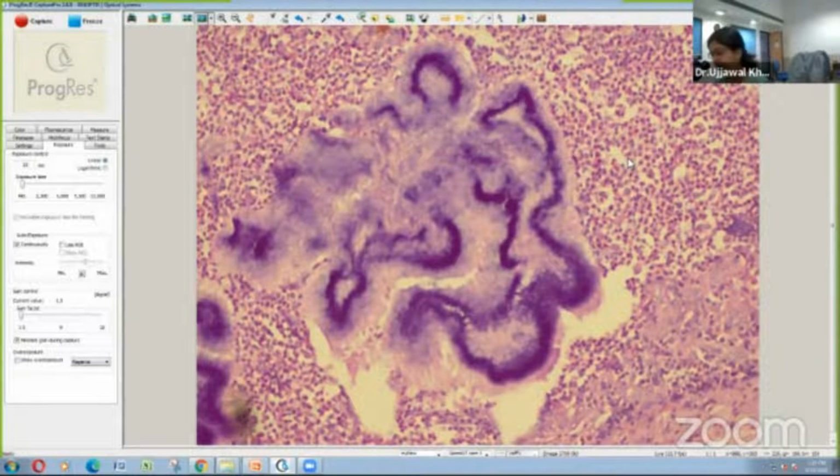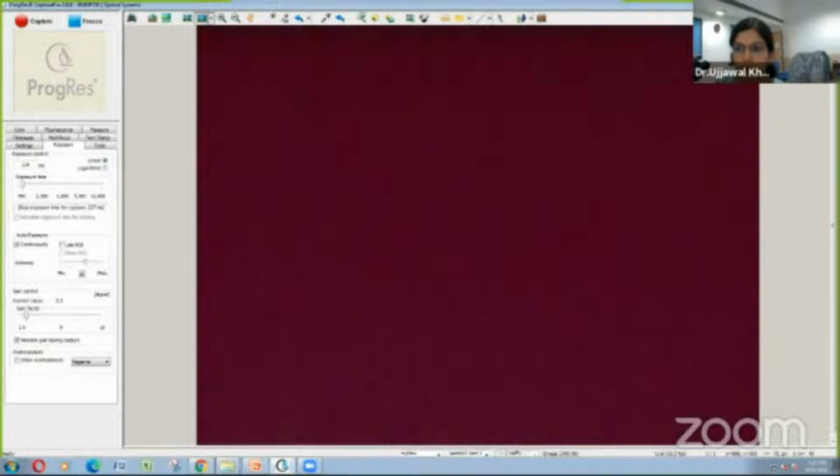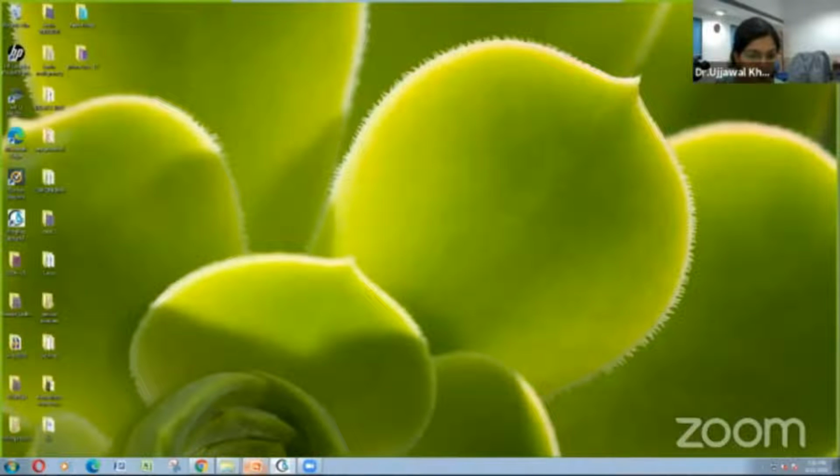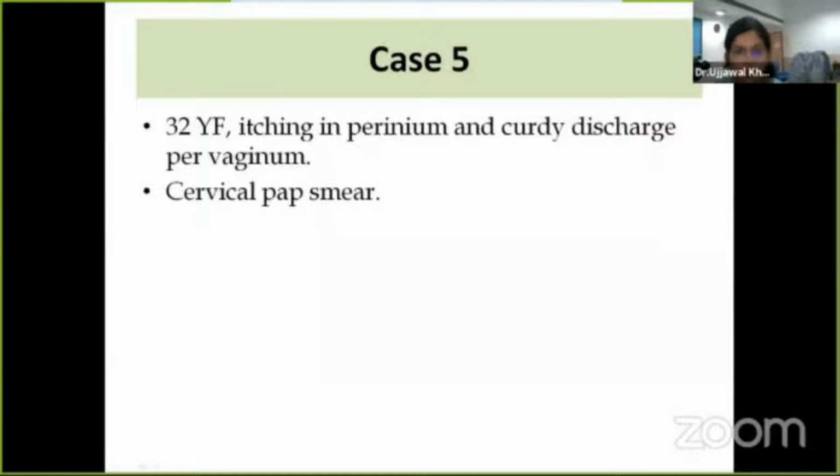We can see there is dense inflammation, almost obscuring the cellularity by intense neutrophilic infiltrate. Encountered in routine: a 32-year-old female with itching in perineum and curdy discharge per vaginum. Cervicovaginal pap smear was obtained.